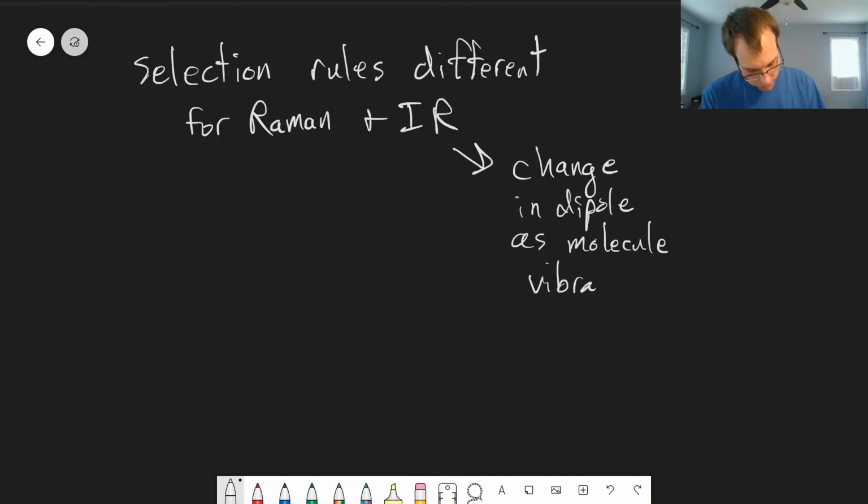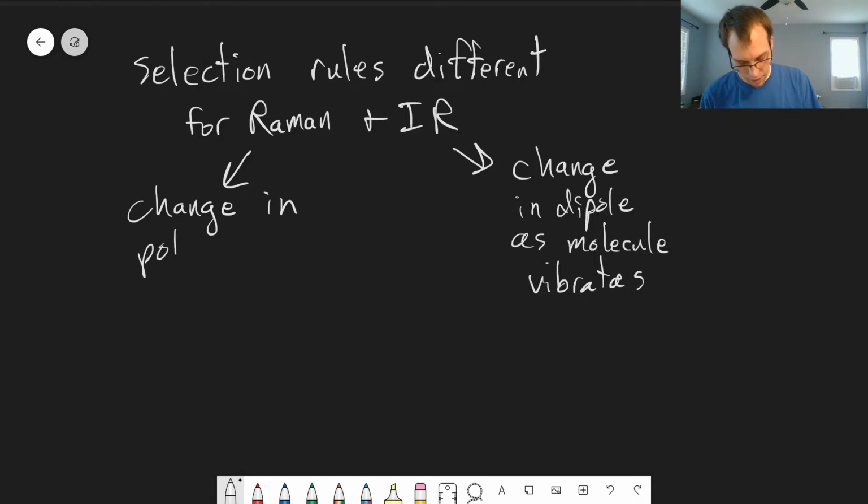For Raman spectroscopy, on the other hand, it's a change in polarizability that is required. Polarizability being how easy it is to polarize the molecule or induce a dipole moment. And these in general will not be the same. And so you may have vibrations that are active in the infrared, where you can observe them, that are inactive in Raman spectroscopy and vice versa. And these will often be different transitions.